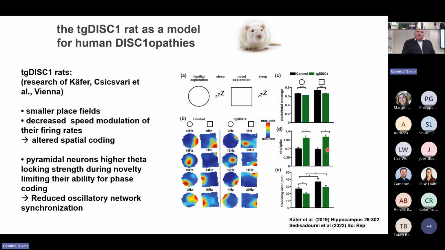Some other groups also did more complicated studies. One was the group of Joseph Csicsvari in Vienna, who did some hippocampal recordings, leading to his claims of smaller place fields in the transgenic DISC rat and altered spatial coding, as well as differences in theta wavelength and sleep. Since it's not my own research, I'm not so familiar with it, and so you can read this in these papers that are indicated here.